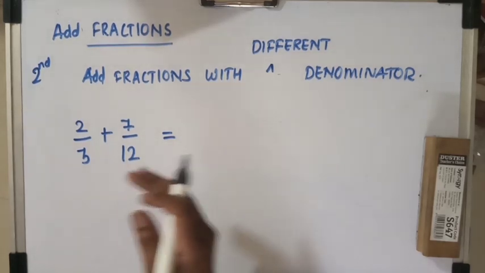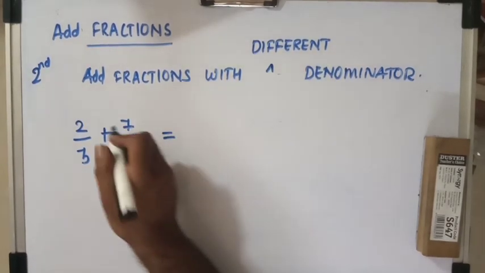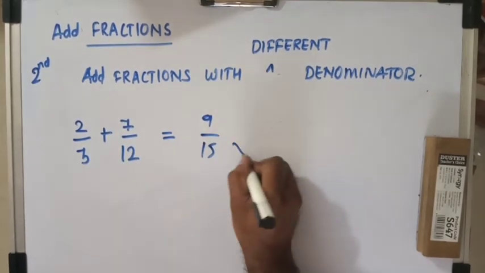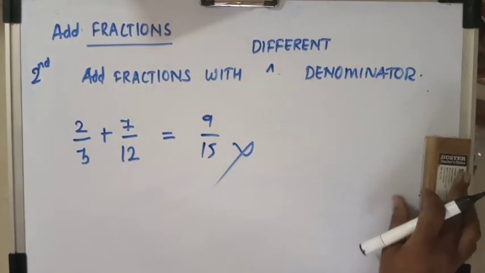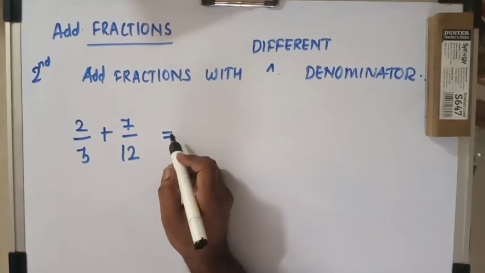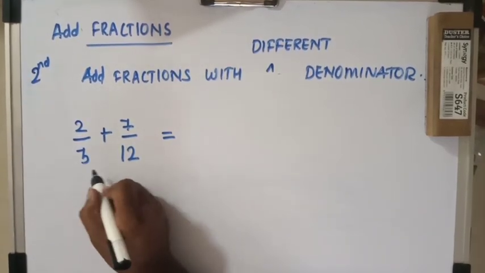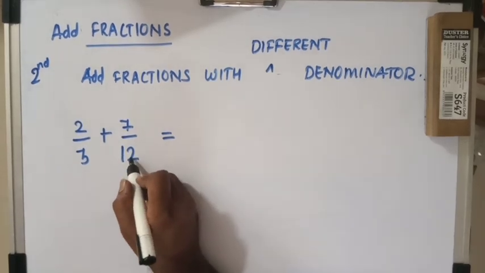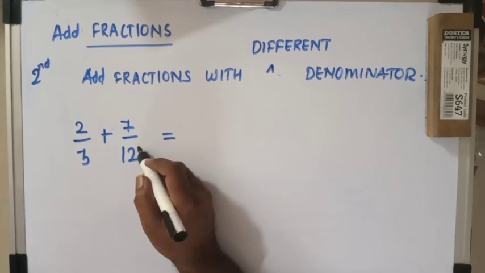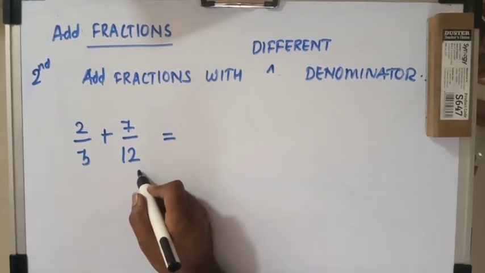Can I add the fractions directly? There are some students who write it directly as 9 upon 50. This is wrong. You cannot add it directly like this. So what you need to do is equalize the denominators of the fractions. Whatever fractions you have, you have to equalize the denominators.